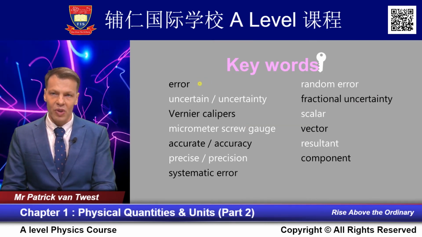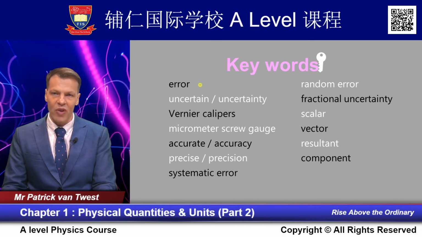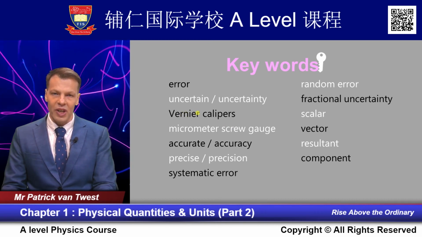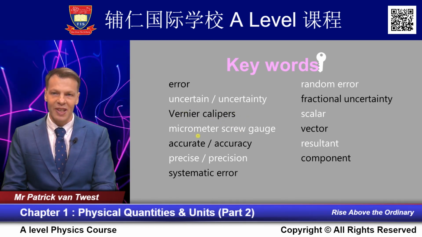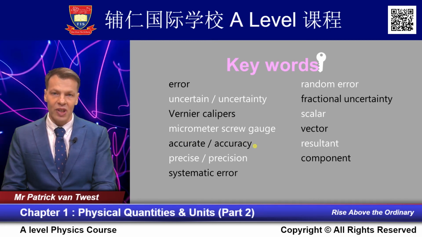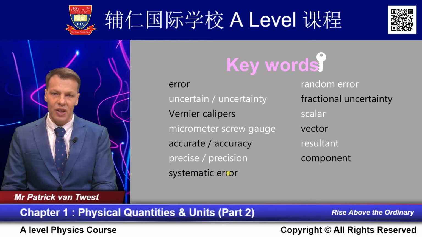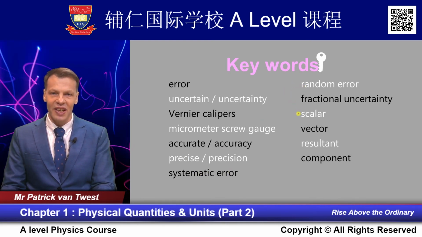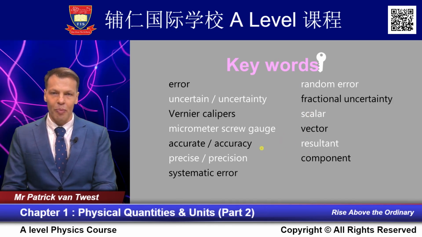Just running through these words, see if, as I say them, you can remember what they mean. Error, uncertain or uncertainty, vernier calipers, micrometer screw gauge. Remember those instruments. Accurate or accuracy. Do you remember what that means? Precise or precision, systematic error, random error, fractional uncertainty, scalar, vector, resultant, and component.